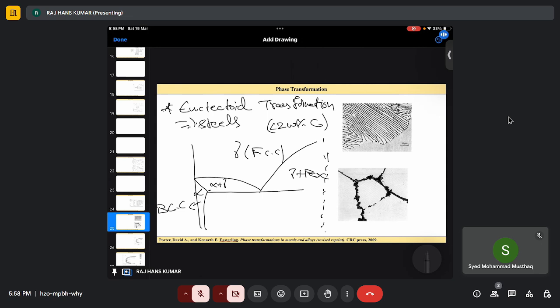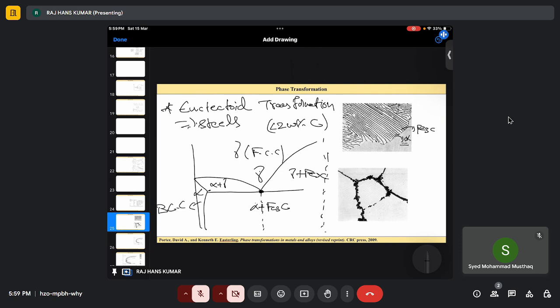Now, this point is called the eutectoid point. The gamma is transformed into alpha plus Fe3C, and there is a lamellar structure formation. Here you can see the lamellar structure. This dark one shows Fe3C, and the gray area shows alpha. So this is how the lamellar structure is formed.